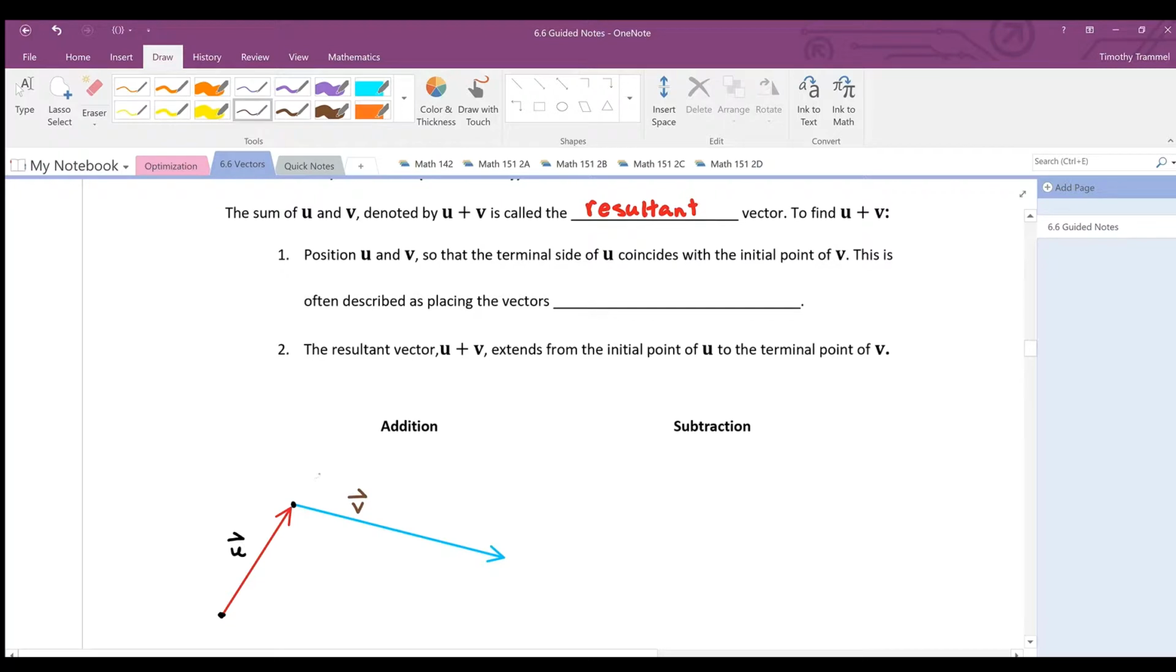Okay. And so now we're going to figure out what adding these actually looks like. One way to remember to add them this way is we add them head to tail. So that's what was going to go in the next box here. Head to tail. Now, again, we haven't added these yet. We haven't done step 2. Step 2 says the resultant vector, which is just the sum of the vectors, extends from the initial point of u to the terminal point of v. So here is going to be u plus v.